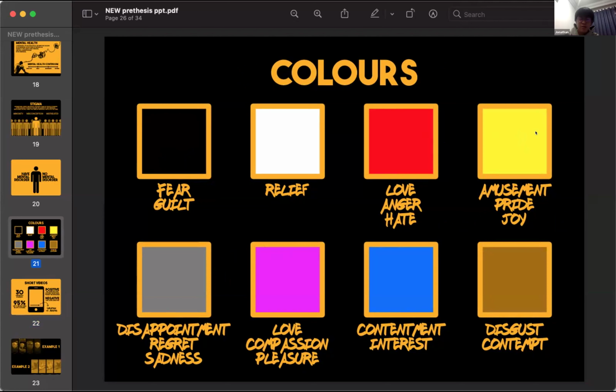So if you wanna put colors as part of your research, you need to make sure that you don't have to do everything, as I said. I mean, fear, guilt, relief, love, and anger. Is that needed for your project? If not, then just cut it out. You don't need to explain everything. Just focus on your project.